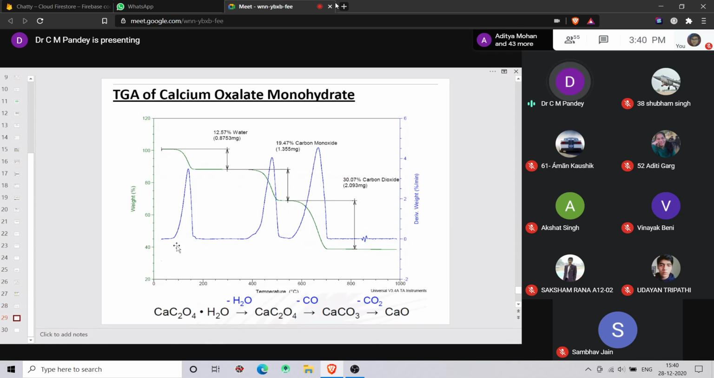And similarly, you will see this curve. What does this curve represent? Yes, you will see three curves here. The blue curve, what does this blue curve represent?